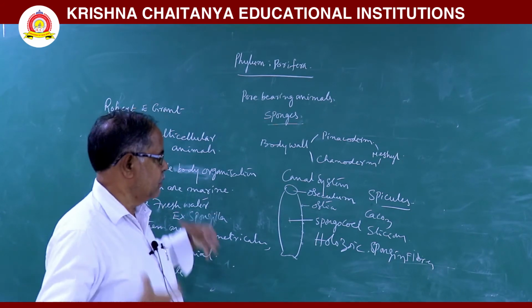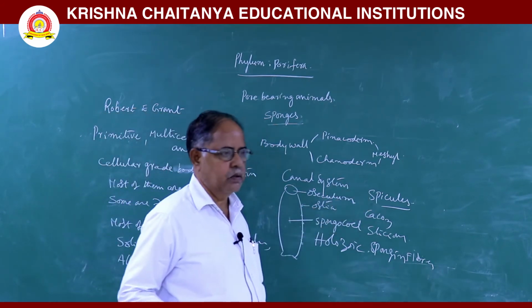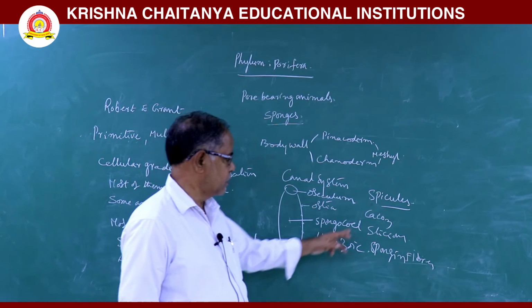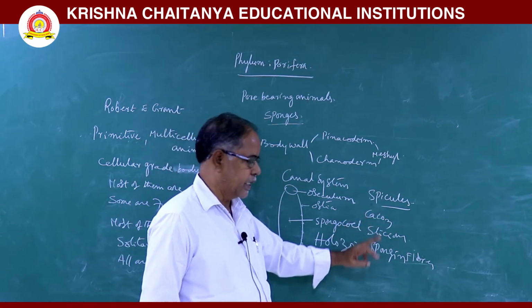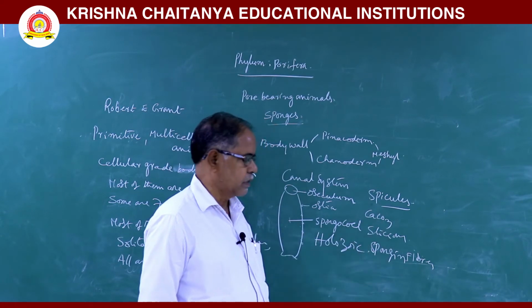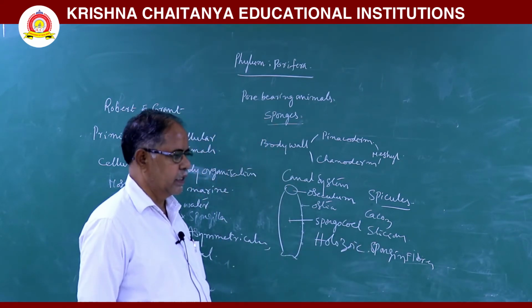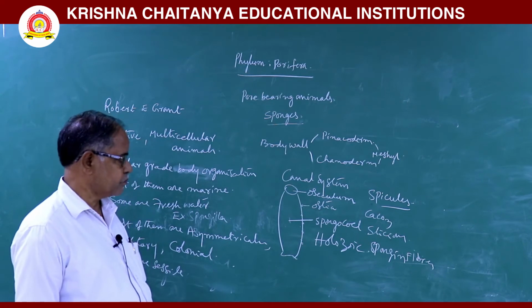This skeleton is made up of spicules. In some, these spicules are formed by calcium carbonate. In some, silicon dioxide, siliceous. In some, spongin fibers are there.